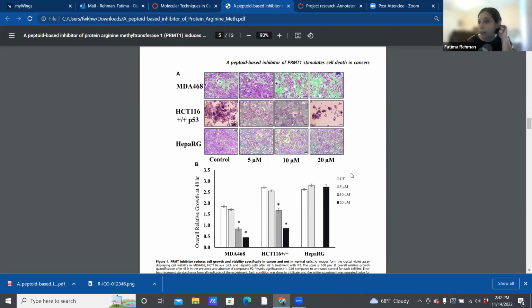This is an example of the type of questions you will have on your quiz coming up for the lab as well. So looking at this figure, what conclusion can you draw?